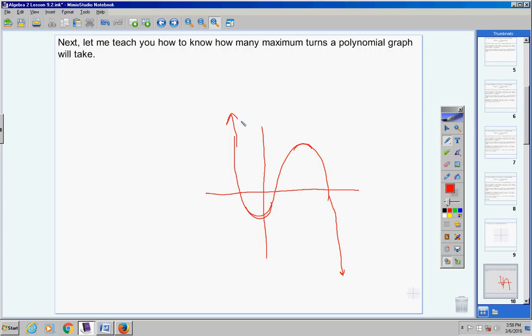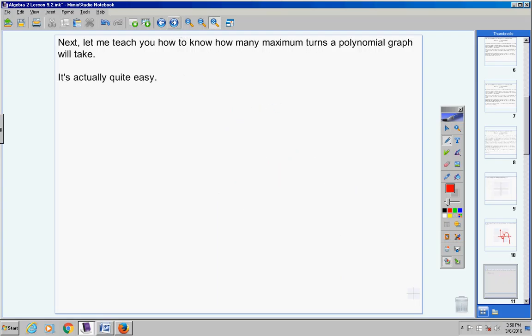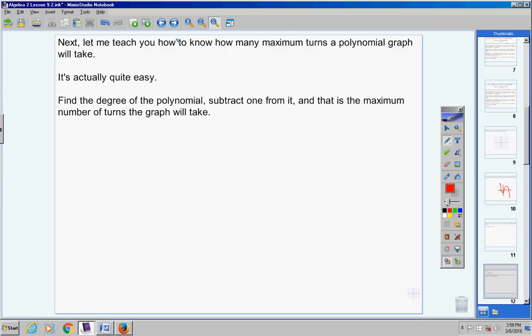So there is a way to look at a polynomial function and know the maximum number of turns it's going to take. Okay? It's actually quite easy. Find the degree of the polynomial, subtract 1 from it, and that is the maximum number of turns a graph will take. I would like you to copy that in your notes. That is very important. Please copy that in your notes. Find the degree of the polynomial, subtract 1 from it, and that is the maximum number of turns the graph will take.